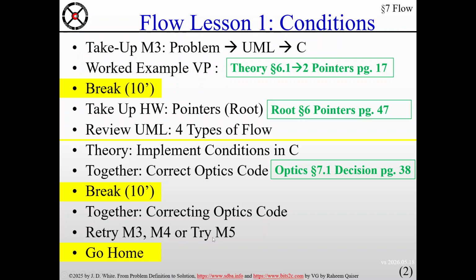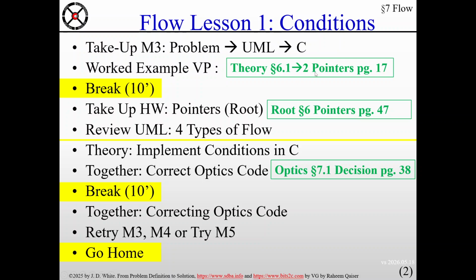We'll continue correcting optics code after the break, and then you'll get a chance to retry milestone 3, retry milestone 4, or try milestone 5 if you've already passed 3 and 4. So those who are working on milestone 5 can do their first try on milestone 5. And I hope that by next week, I hope this week, everyone will be past milestone 3, or at least maybe less than 5 people have not yet passed milestone 3. I hope by the end of this week. So we're moving forward. So let's get started.